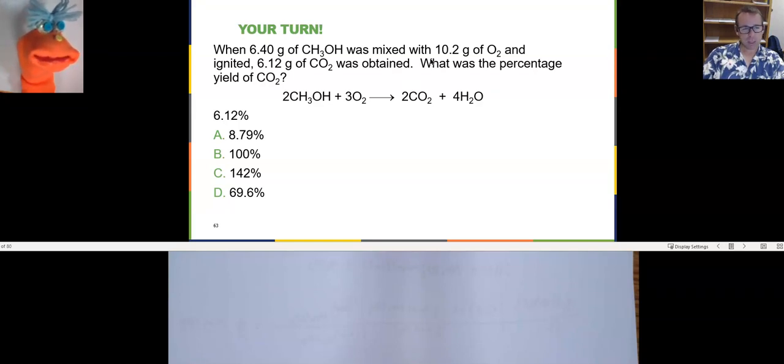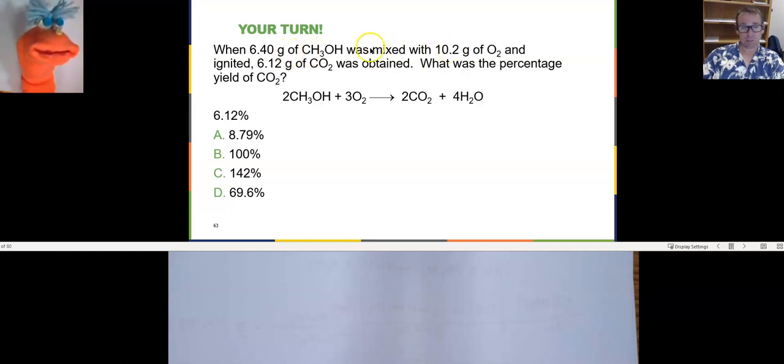Because notice in this scenario, they're telling us an amount of this and an amount of this. Usually they just say, if I put in this, how much of this am I going to get? Or if I put in this, how much of this is going to be required? But now they're saying, if I have this much of this and that much of that, how much product can I expect? So we have to do the calculation twice for the amount of carbon dioxide that we would expect based on these masses of the different reactants. And that's called a limiting reagent problem.